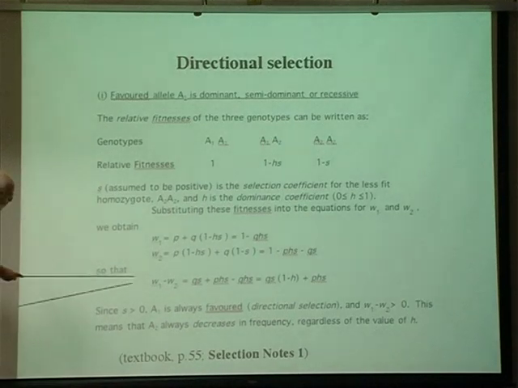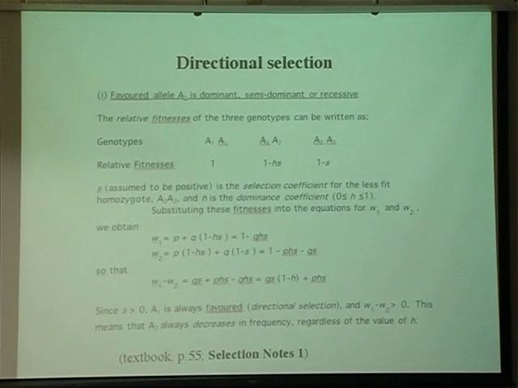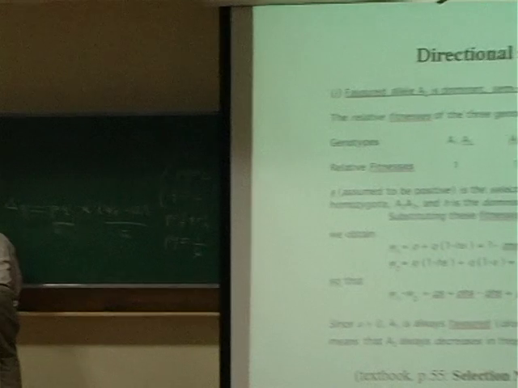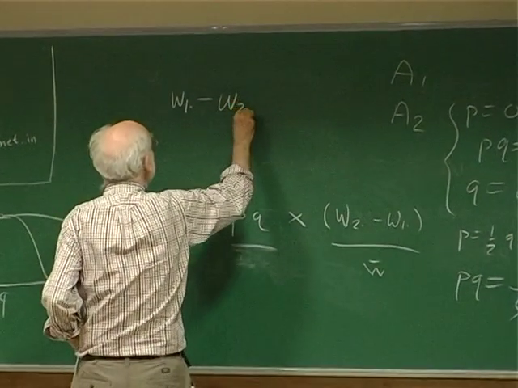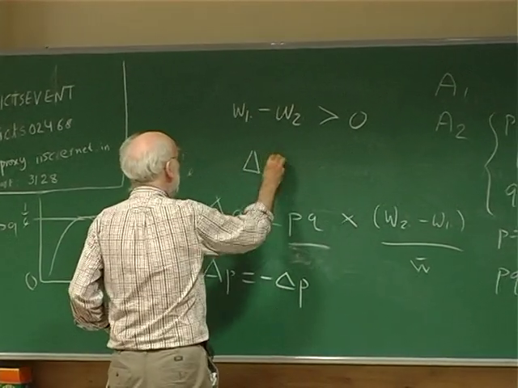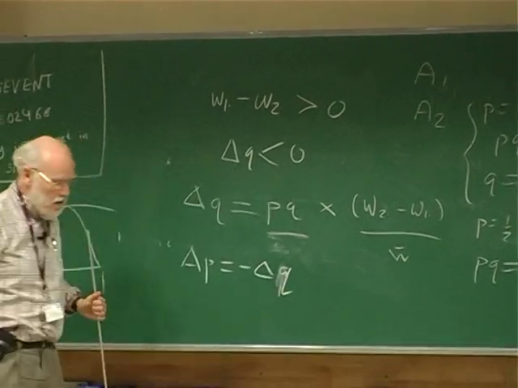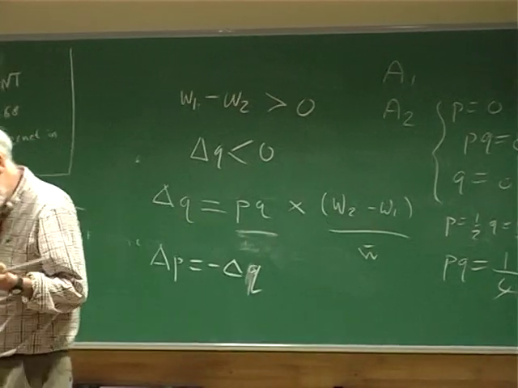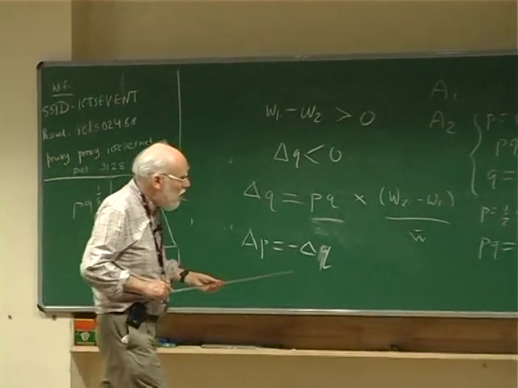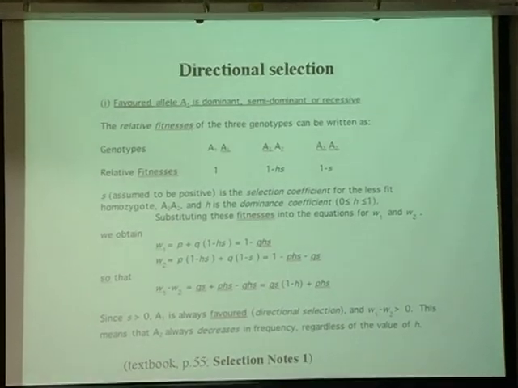Then we can do a little bit more algebra. Won't bother you with the details. We get an expression for W1 minus W2. It turns out that it's always positive if S is greater than 0. Without troubling you with the algebraic details, you can take my word for it that W1 bar minus W2 bar is greater than 0, so that delta Q is negative, and delta P has to be equal to minus delta Q, because the sum of P and Q is always 1. So delta P is always positive in this case, and A1 will spread through the population, providing that neither P nor Q are 0. A1 will increase in frequency at the expense of A2.